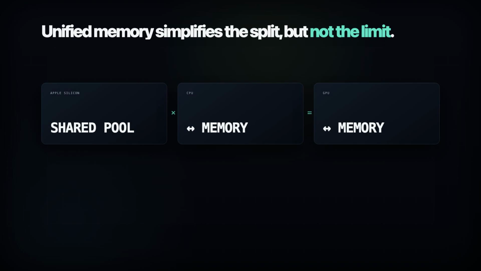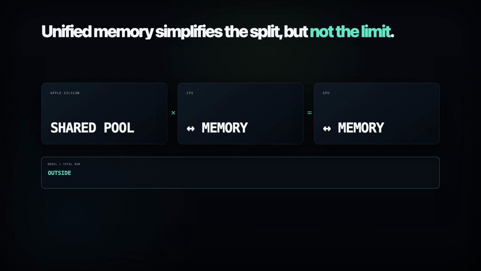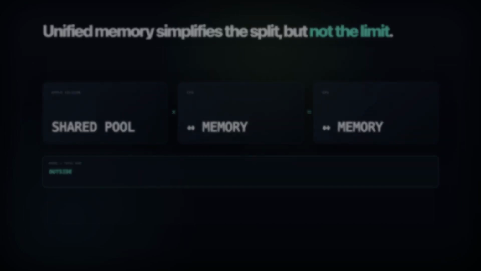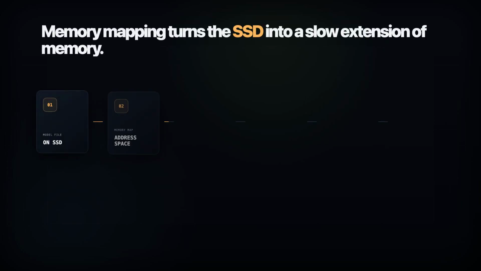On Apple Silicon, the CPU and GPU use a shared pool of unified memory, which can make this division somewhat simpler. But the same limitation remains. If the model is larger than the total available memory, something still has to stay outside it. That brings us to the SSD. Inference engines can use memory mapping to treat a model file almost as though it were part of memory. Instead of copying the entire file into RAM, the operating system loads the required sections when they are accessed.